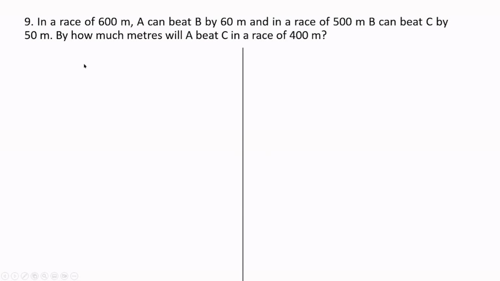Moving on, in a race of 600 meter, A can beat B by 60 meter, and in a race of 500 meter, B can beat C by 50 meter. By how much meters will A beat C in a race of 400 meter? So, in a race of 600 meter, we have one ratio of their speeds. Then in a race of 500 meter, we have another ratio of their speeds. Using this, we can find the ratio of speed of A is to B, and from that we can find the answer for this question.